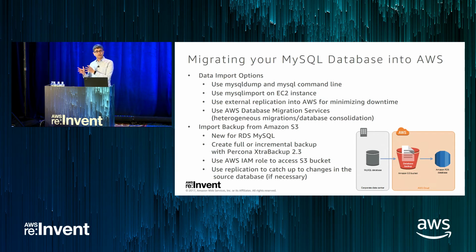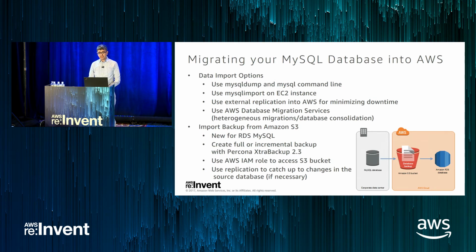If your source database is also MySQL, life is going to be much easier. There are different options in which you can take your database and move it in. If you're running self-managed MySQL on EC2, the simplest thing to do is to take a logical dump. You can run mysqldump on your source database and then do a MySQL import and load that database logically into your instance.